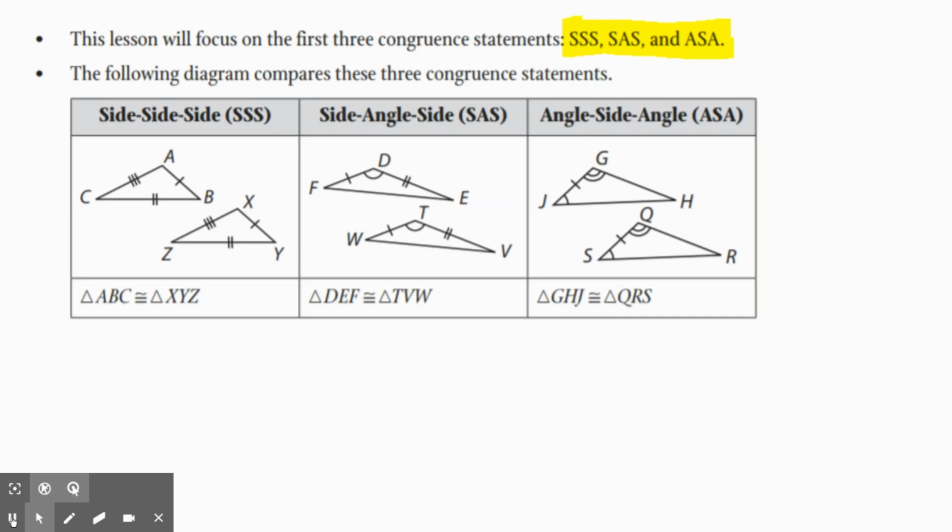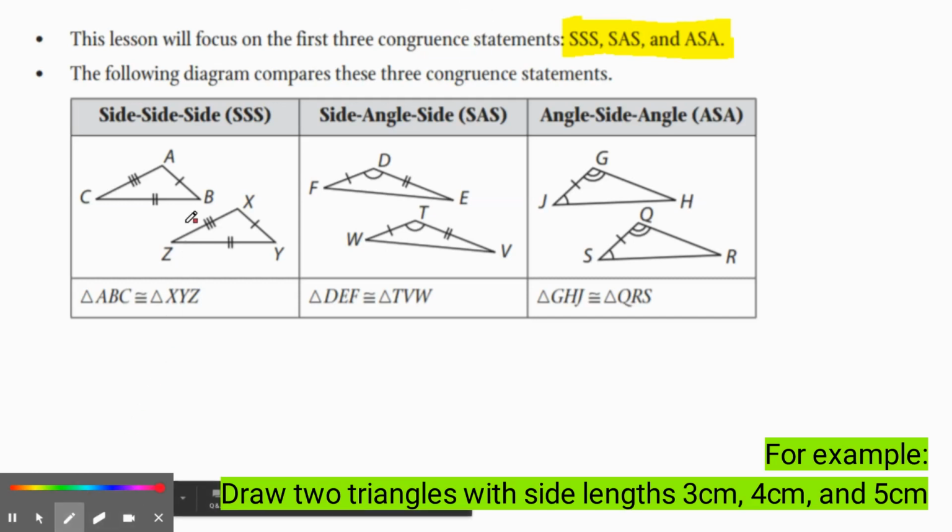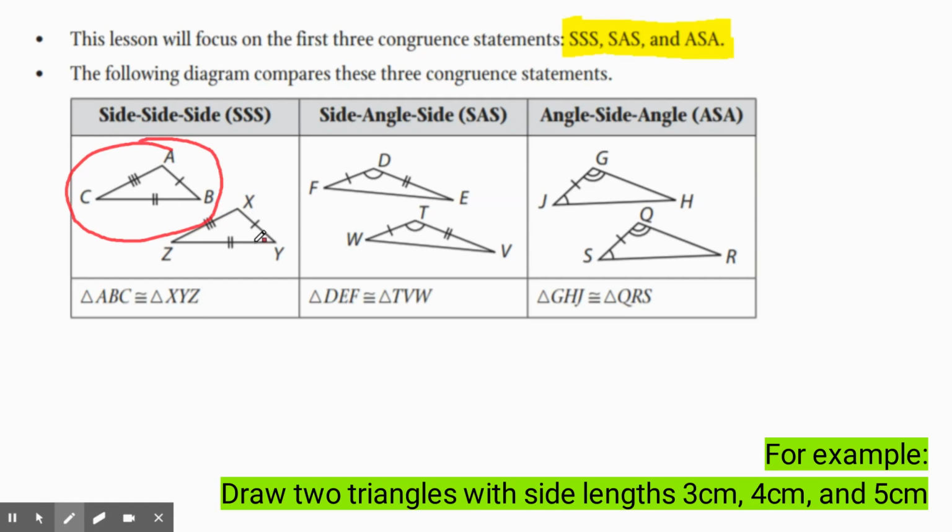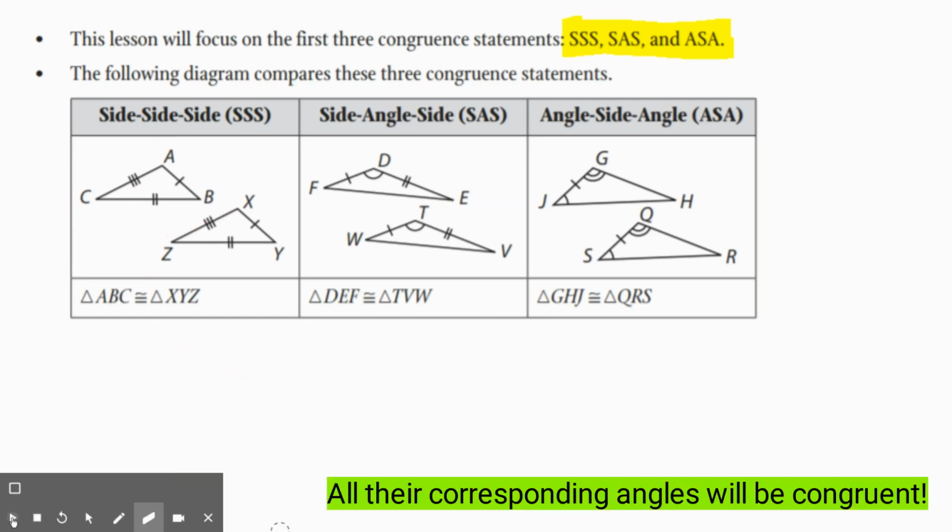Now, why do these work? Grab a ruler, grab a compass, grab a protractor, try to construct a triangle, and for example, I dare you to construct a triangle that has 3 congruent sides, and then try to make another triangle that has the same exact measurements and have it not turn out to be the same triangle. It just works out that way. And the 2 triangles will be congruent, meaning all their parts will also be congruent, including their angles.